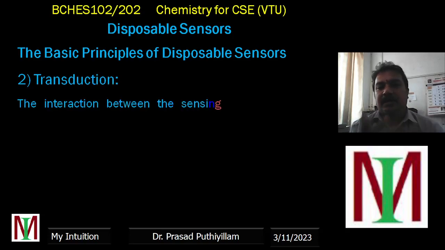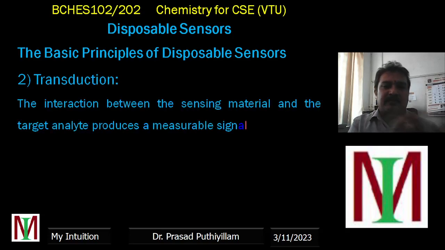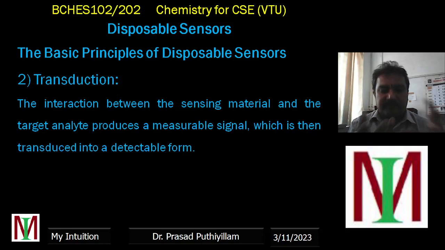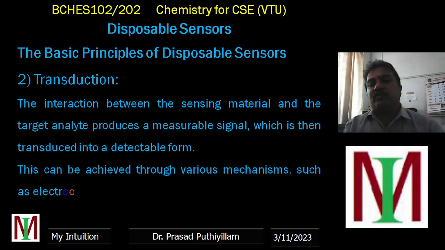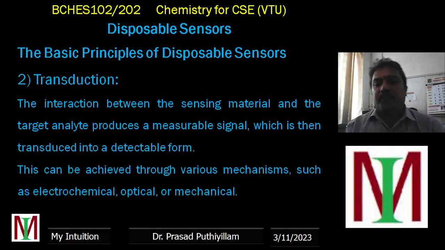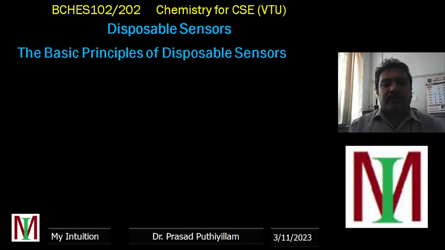Transduction, that is the conversion of one form of energy to the other form, so that we can detect it. Whether it is enzyme-substrate interaction or antibody-antigen interaction or chemical adsorption, that is already producing some changes there. Those changes have to be converted into a readable, detectable signal form, that is known as transduction, which can be achieved through various mechanisms such as electrochemical, optical, or mechanical, based on the application that we have.